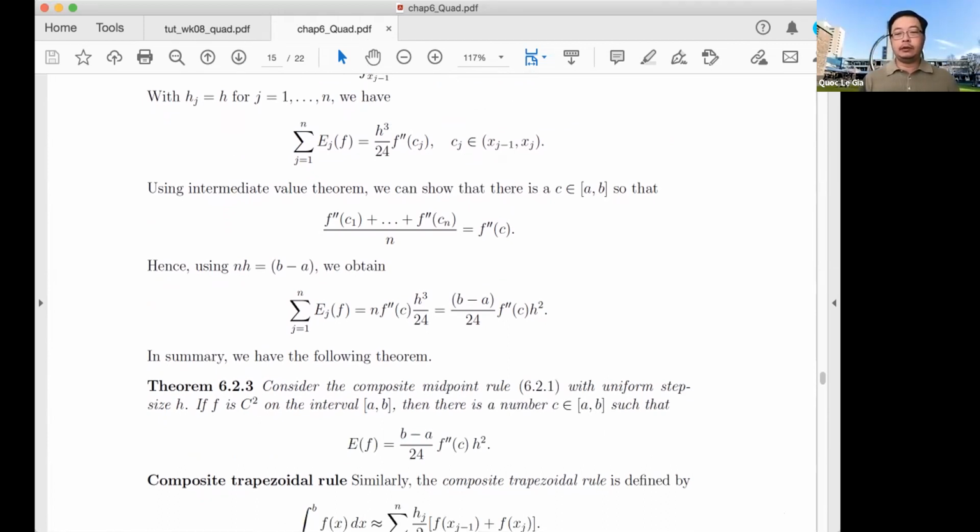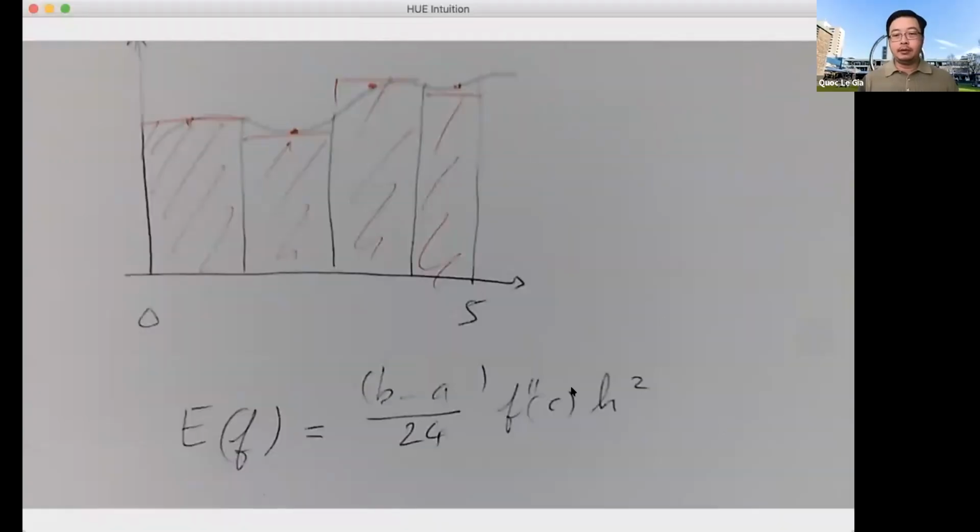Now I'm going back to the problem. This is the error. What I want is for this error to be less than 10 to the minus 4. First we have to estimate this. We know b and a: b is 5, a is 0, and h squared is the width of the intervals. But now we need an estimate for f double prime.